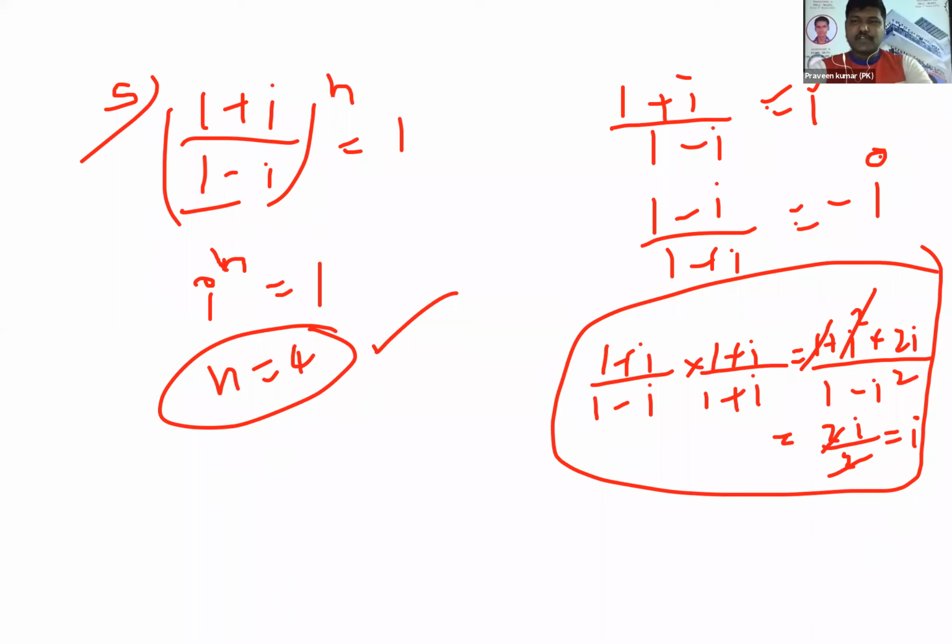Can I move to the next question, everyone? Here I gave one shortcut to you. What is the shortcut? Whenever 1 plus i by 1 minus i is there, you can write i. Whenever 1 minus i by 1 plus i is there, you can write minus i.